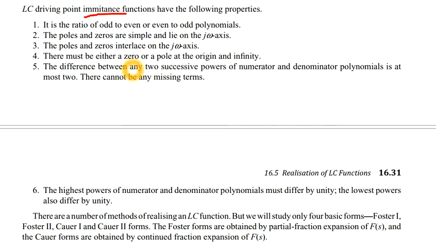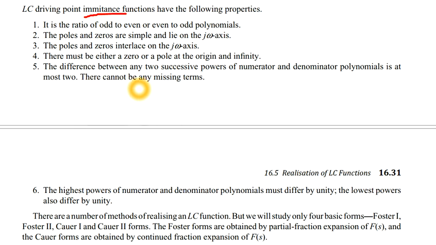The fourth one is that there must be either a zero or a pole at the origin and at infinity. And the fifth one says that the difference between any two successive powers of the numerator and denominator polynomials is at most 2. At most means it is a maximum of 2. We cannot have more than that. We can have 1, but we cannot have more than 2. That means we can have 1 and 2 only, up to 2.